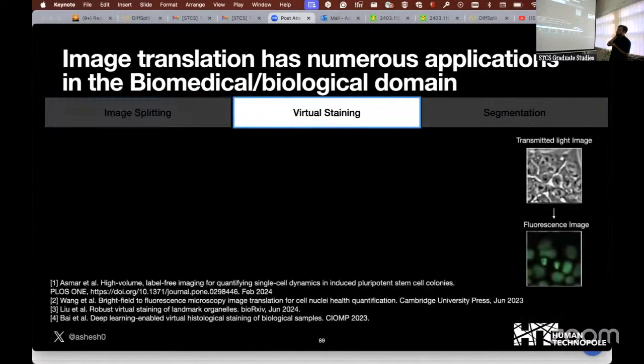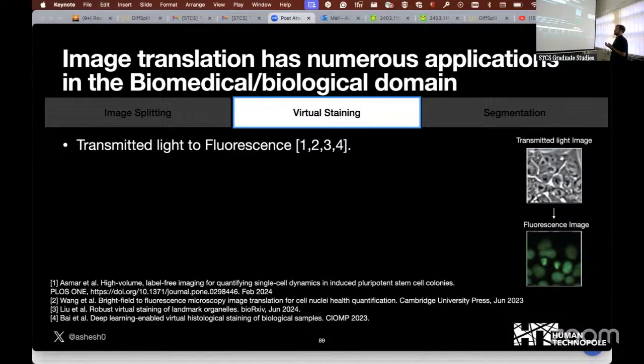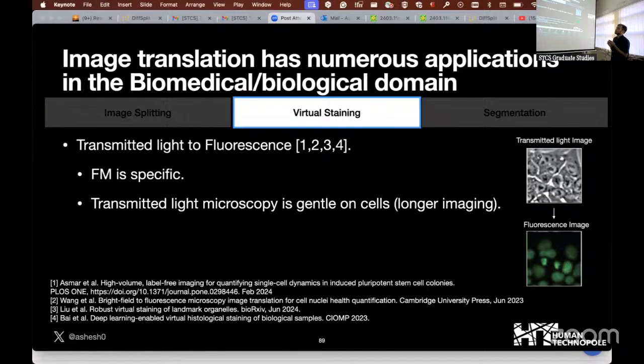The other popular, emerging field is virtual staining, where people go from transmitted light images to fluorescence images. What I mean is that fluorescence microscopy is nice in the sense that it is specific. If you want to image the nucleus, it will give you the nucleus. But with transmitted light, you get everything. So why do people use transmitted light? They use it because you cannot use fluorescence microscopy for longer durations. It is too toxic to the cells.